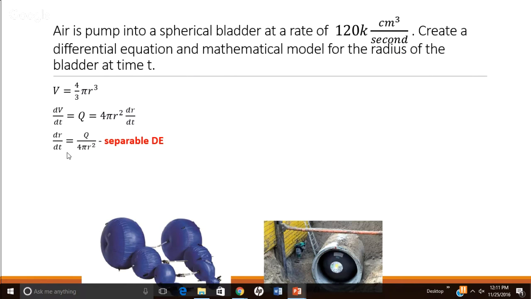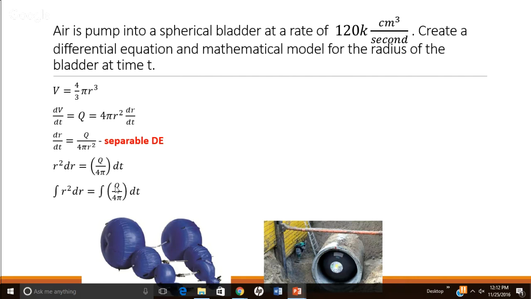And we've set it up in the standard form of a separable differential equation. So since it's a separable differential equation, we're going to take a little bit of a step backwards here. We're going to multiply both sides by r squared, and then multiply both sides by dt. You end up with r squared dr is equal to the quantity q over 4 pi times dt. All right. Now, we integrate both sides of the equation since it's separable.